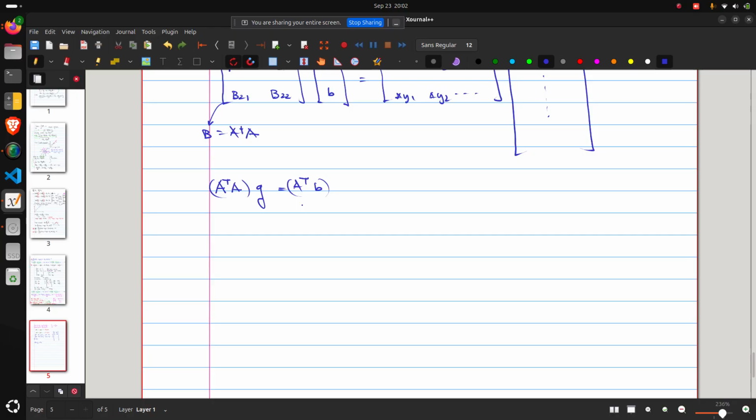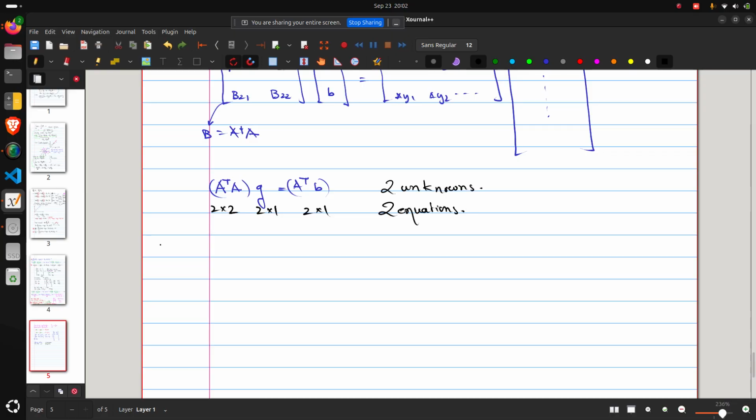Okay. So now what is this? This is a 2 cross 2, 2 cross 1, and a 2 cross 1, right? So now we have two unknowns and two equations, and this kind of system of equations is very straightforward for you to solve, right?